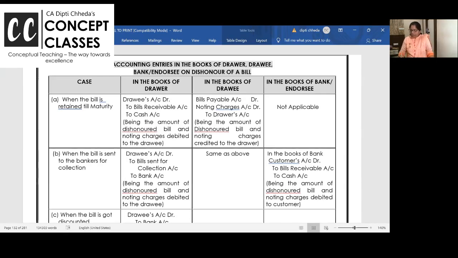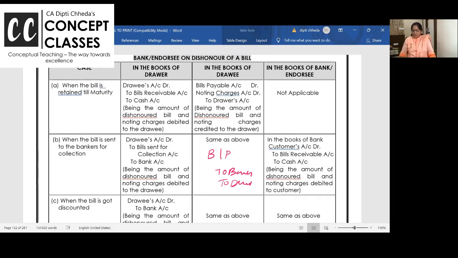So for the drawee, bills payable debit to bank. Look at the screen, I'm doing revision for all of you. Bills payable to bank is the entry for honor. But if you do not have money, bills payable debit to drawer. Again, you have to pay me something else. First you said drawer to bills payable, now bills payable to drawer. But noting charges, we need to pay for this, so that will be included as well.